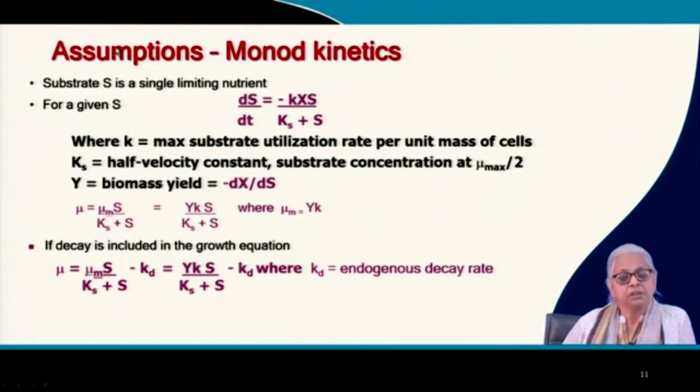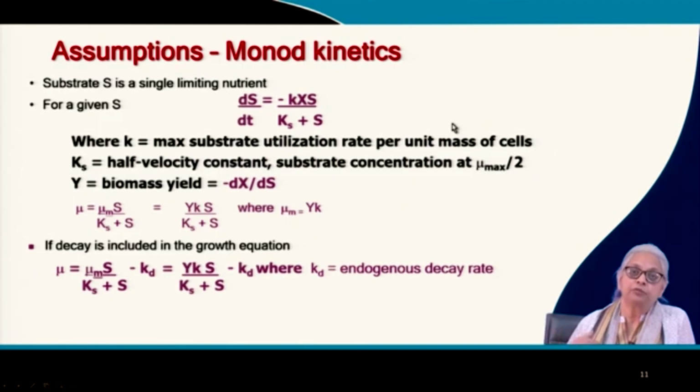Alright, so what are the assumptions in Monod kinetics? Now we know that our substrate is a single growth limiting nutrient. For any given S, dS/dt is equal to kXS divided by Ks plus S. Now what are these two new parameters? Small k is the maximum substrate utilization rate per unit mass of cells.